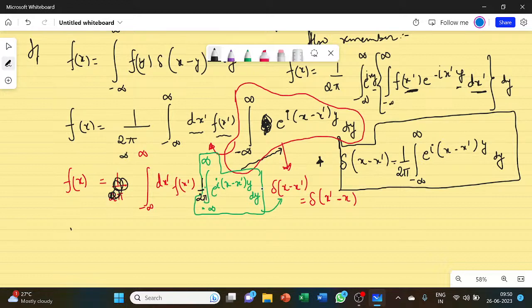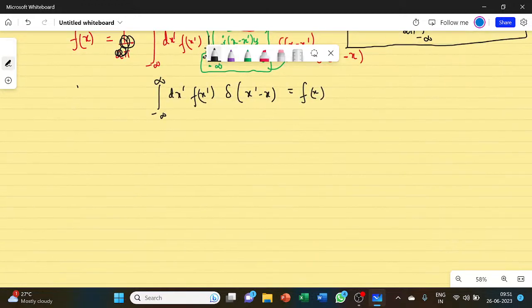If I write the entire thing, whatever I've written in the green bracket, as Dirac of x minus x dash, what I'm getting is minus infinity to plus infinity dx dash f x dash, and simply this is Dirac of x dash minus x. So by the filtering property, you know that this will be equal to f of x. So basically, I can write this green function indeed as Dirac of x minus x dash. Please understand this particular thing, or if you are not able to follow, please take pen and paper and repeat whatever steps I've done.